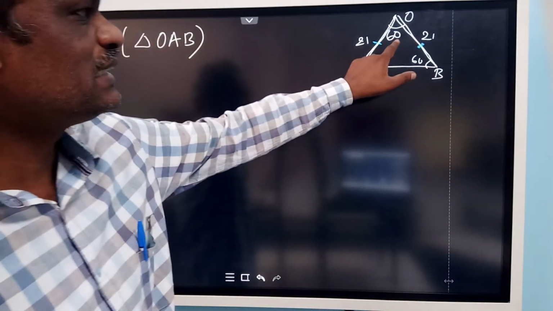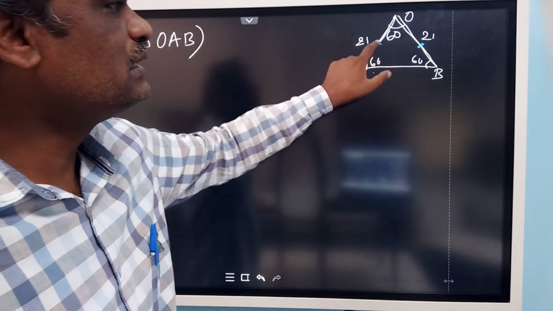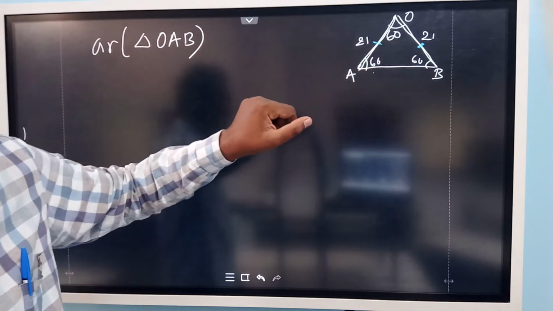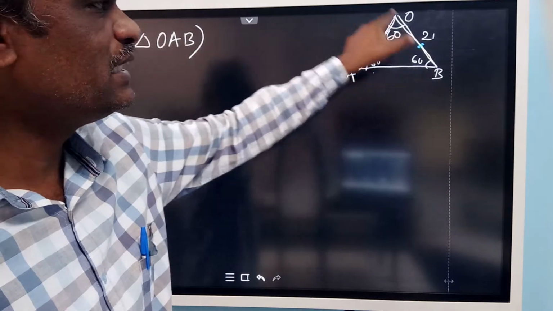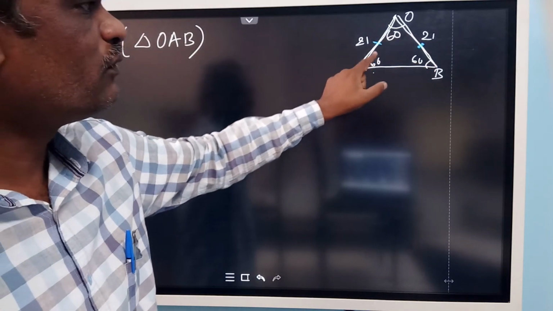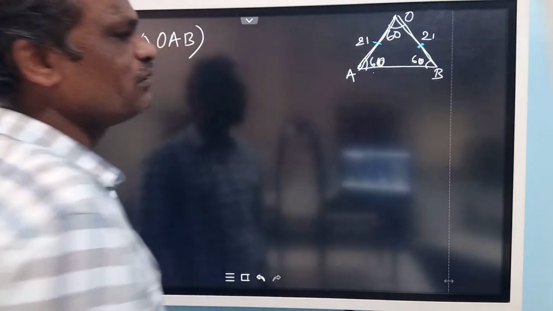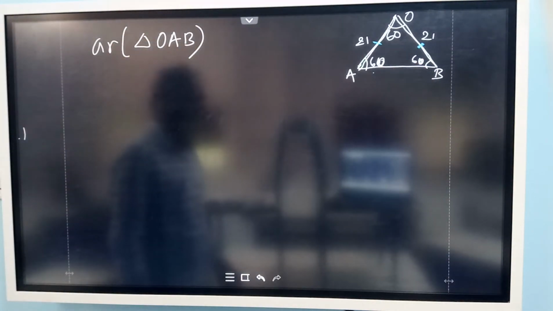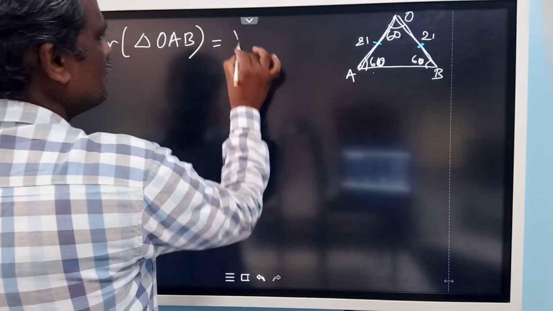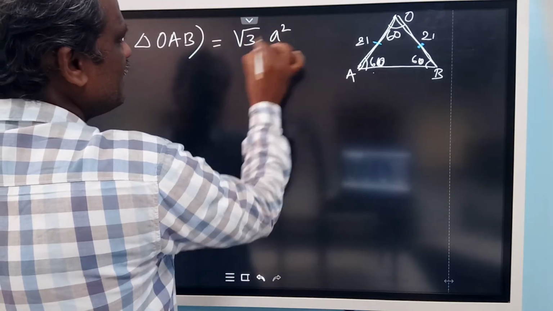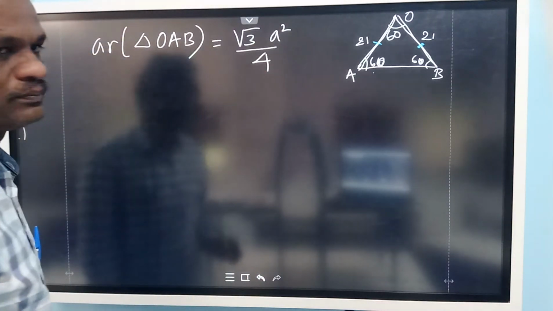Remember that this vertex angle is 60 degree. So these two sides are equal because they are radii of the same circle. OA is also a radius, OB is also a radius. So therefore these two base angles must be equal. Out of 120 degree, if you divide, each will be 60 degree, therefore it's an equilateral triangle. You can use the formula of an equilateral triangle, root 3 a square divided by 4.